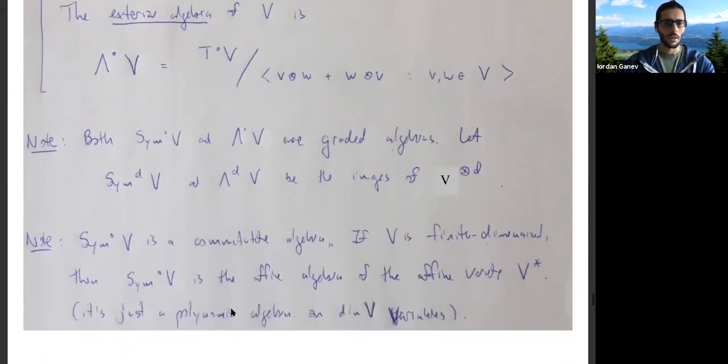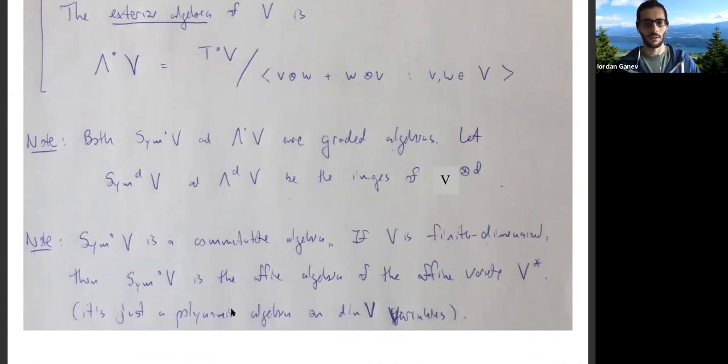So, as I said, this symmetric algebra is a commutative algebra. In fact, if V is finite dimensional, then it's an affine algebra. There's an associated affine variety, and the most natural thing is to think of that affine variety as the dual space of V.